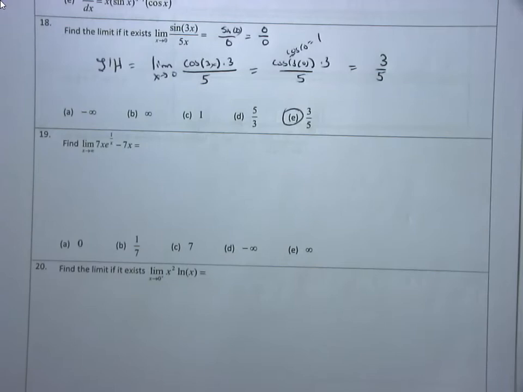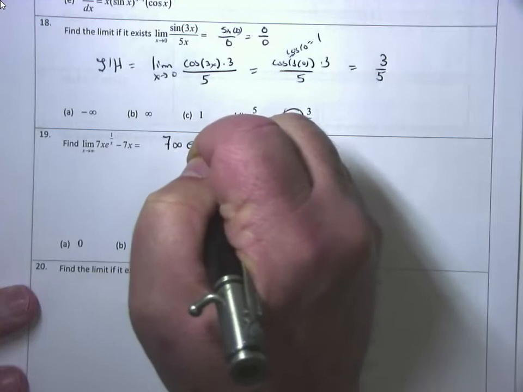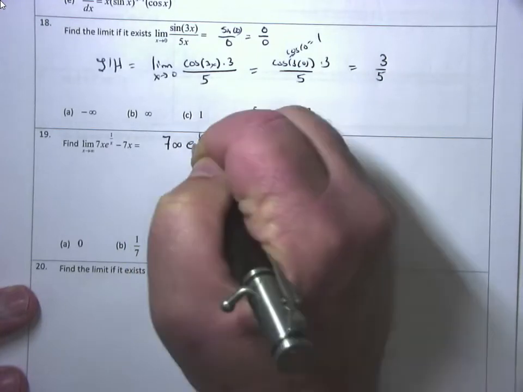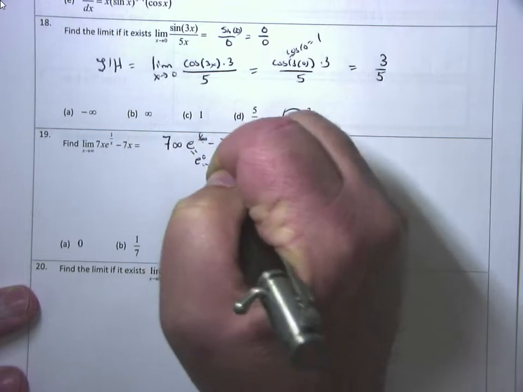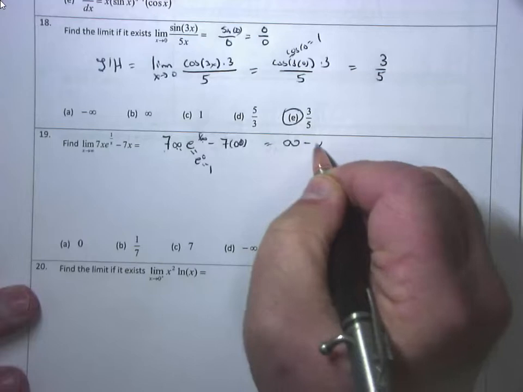Take the limit as x approaches infinity of 7x e to the 1 over x minus 7x. Well, first rule of limits, plug it in. So this will be 7 times infinity times e to the 1 over infinity minus 7 times infinity. 1 over infinity is 0, and e to the 0 is 1, times infinity times 7. This is pretty much infinity minus infinity.